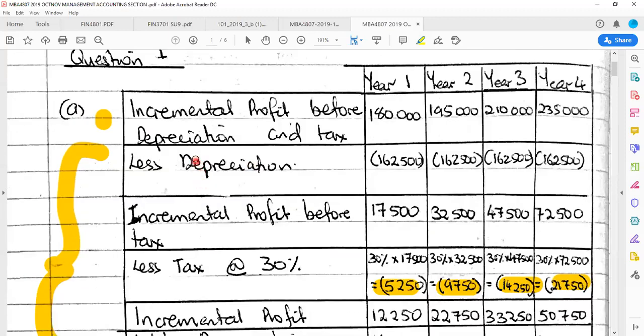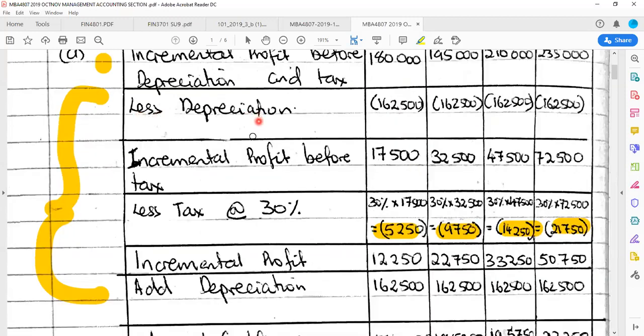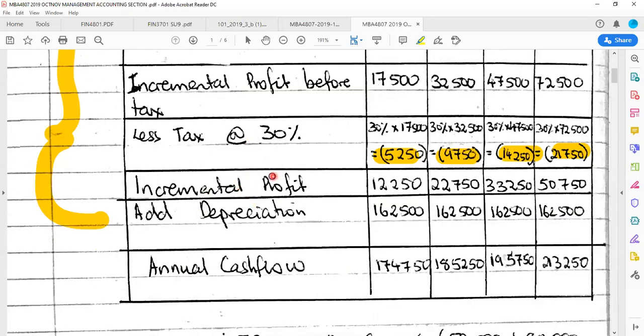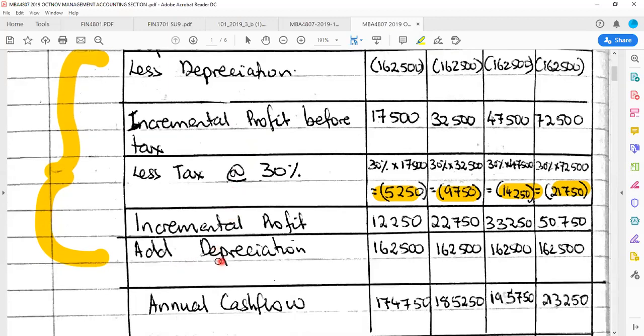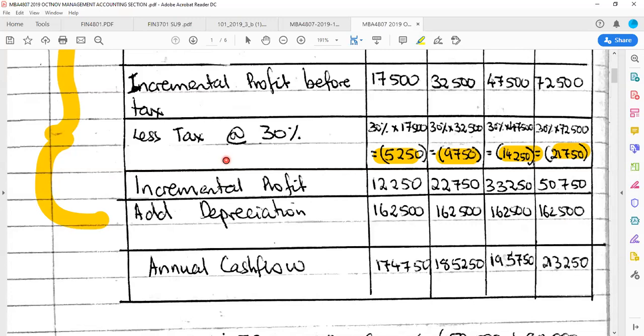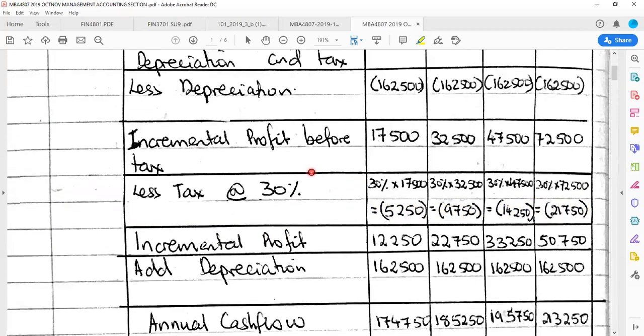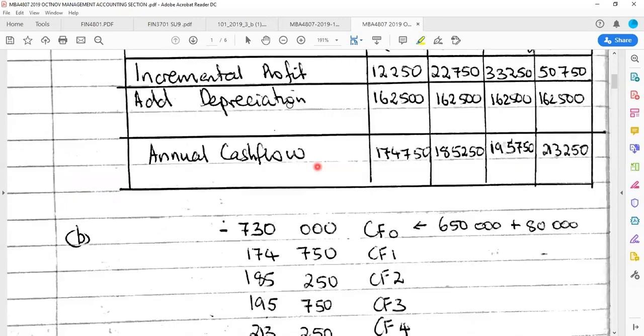Okay, so if the question didn't say anything about tax, we would just work with these amounts, 180, 195, 210, 235. The only reason we subtracted tax and then subtracted depreciation and then added back and removed tax is that we wanted to get the accurate tax expense. So this is a very important calculation right here, right?